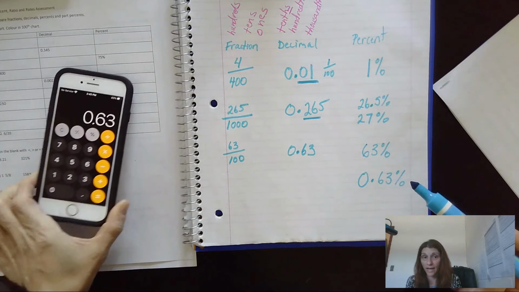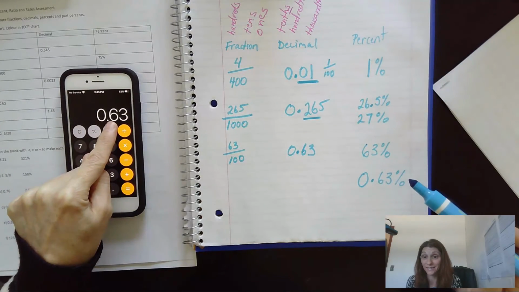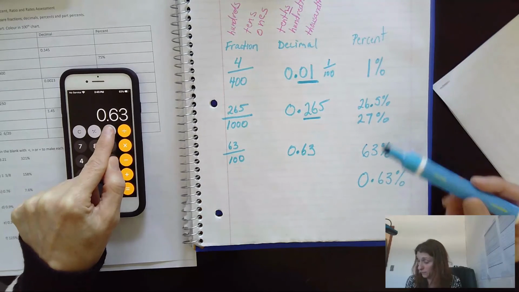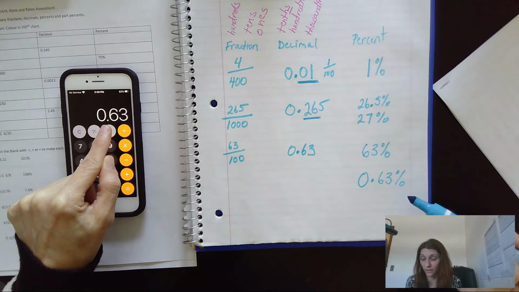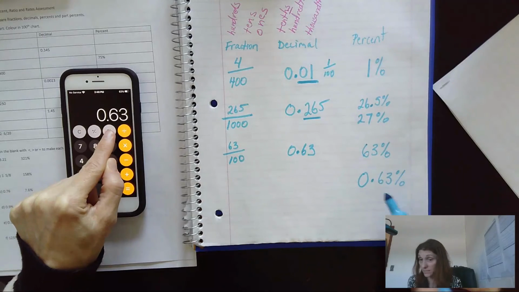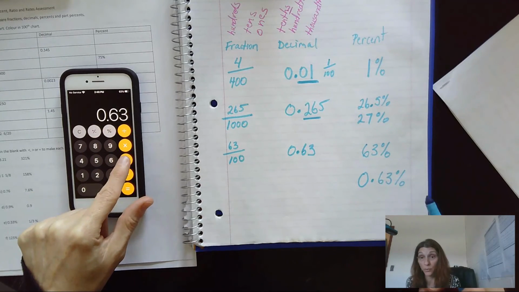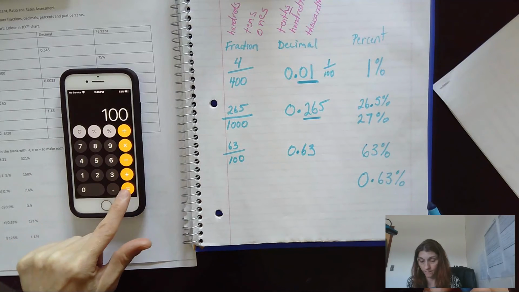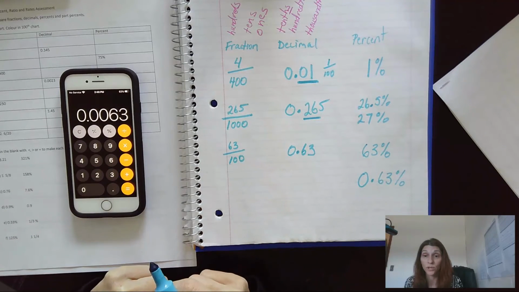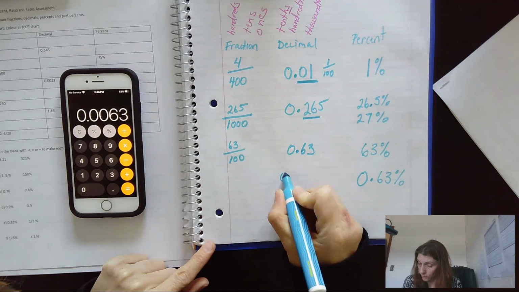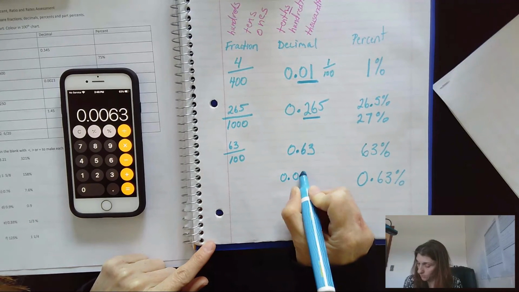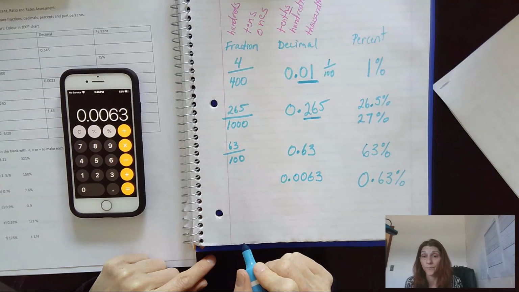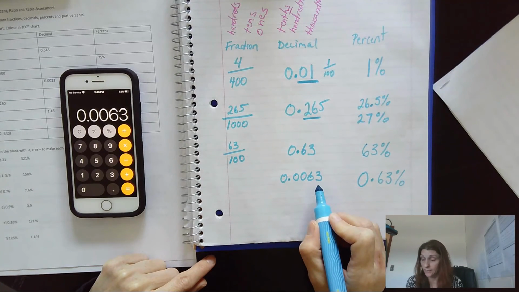So if that's your percent, remember percent means out of 100. Take the number that it gives you, 0.63, and divide it by 100. That gives you your decimal, 0.0063. So there is your decimal.